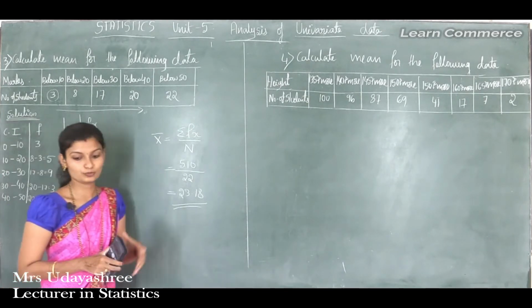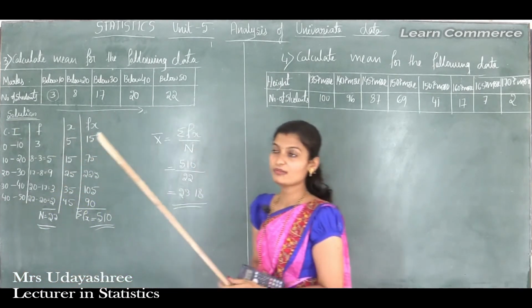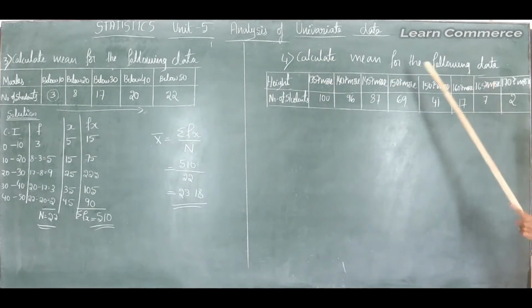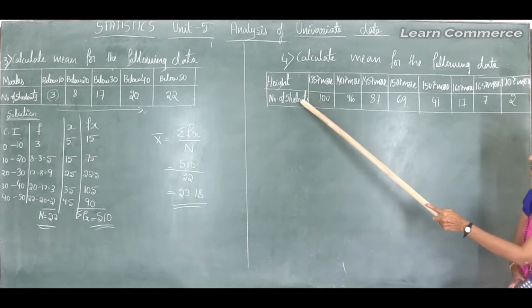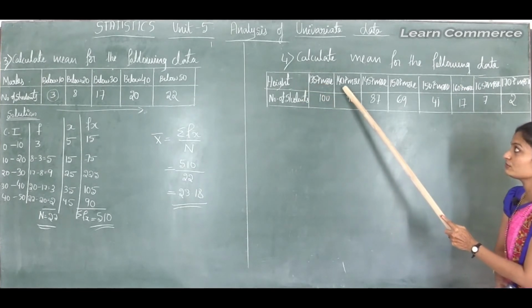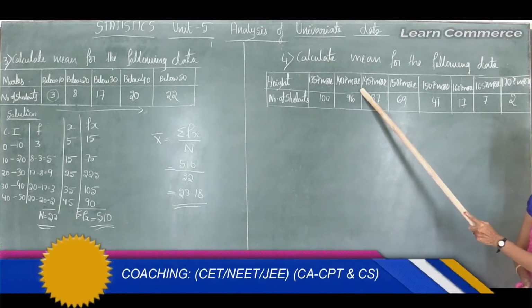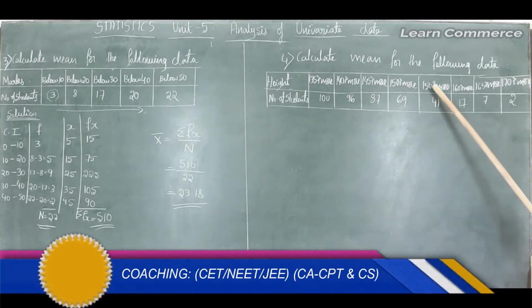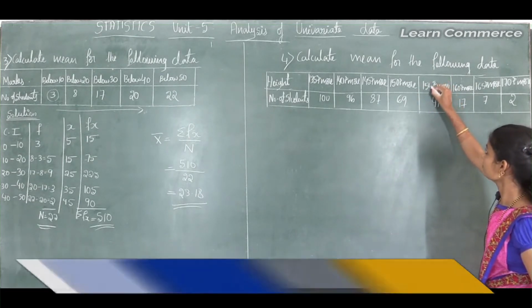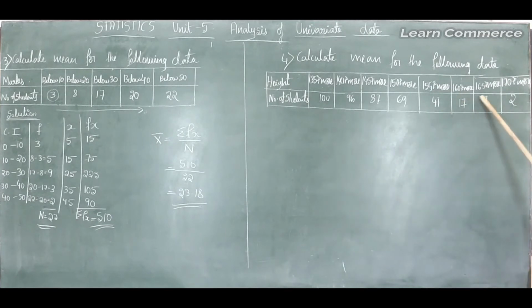Okay, next move to problem number 4. So problem number 4 is calculate mean for the following data, and here given informations are height and number of students. So heights are 135 and more, 140 and more, 145 and more, 150 and more, 155 and more. Next 160 and more, 165 and more, and 170 and more.